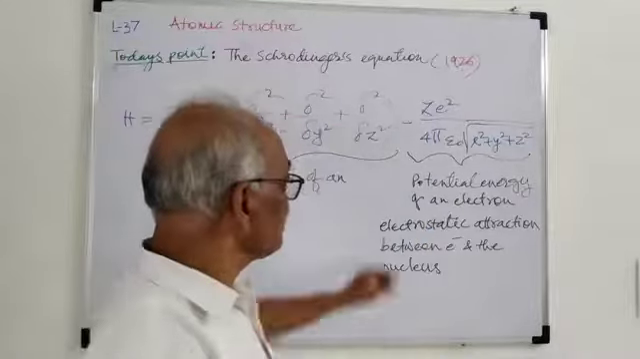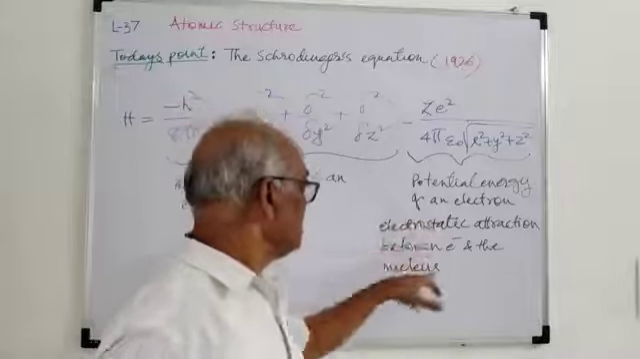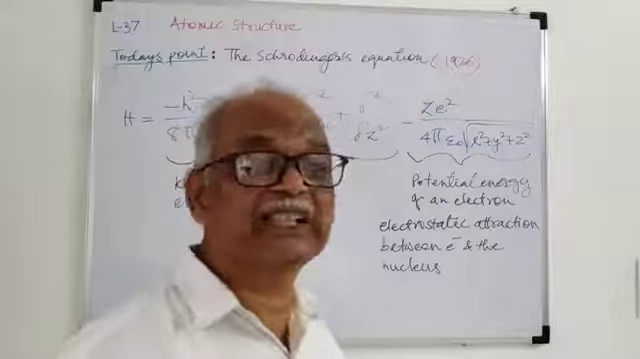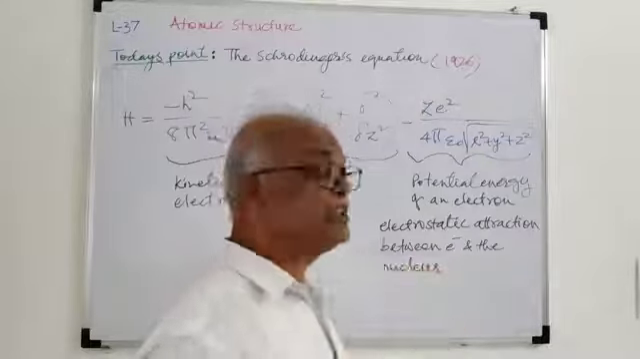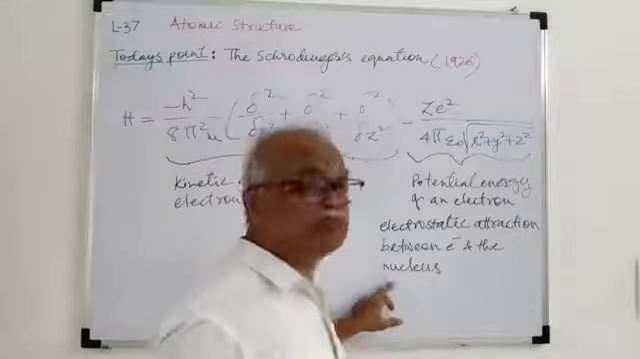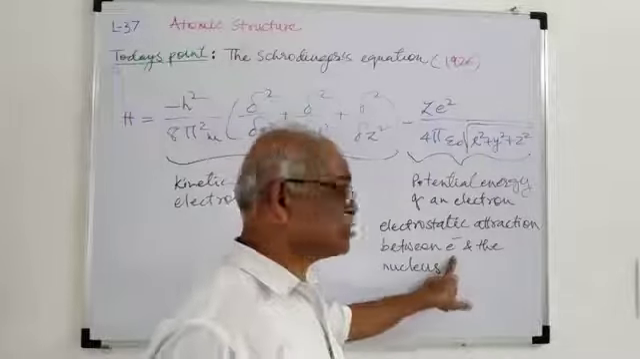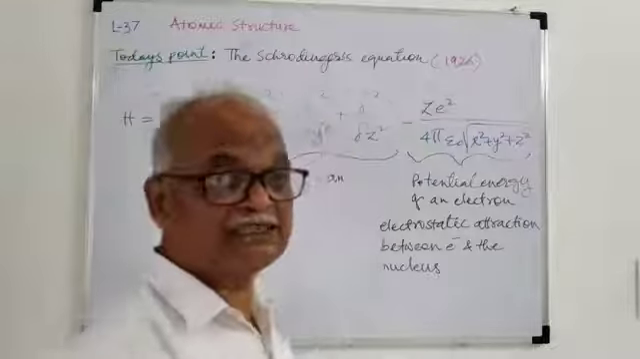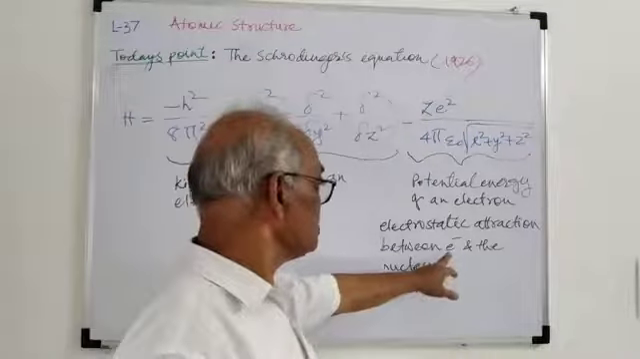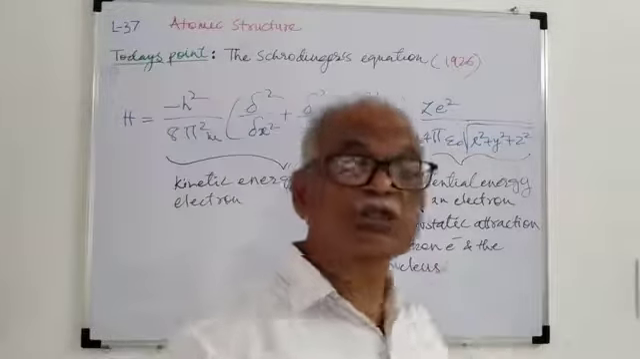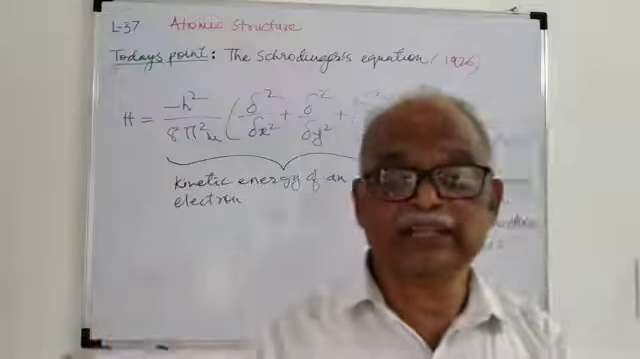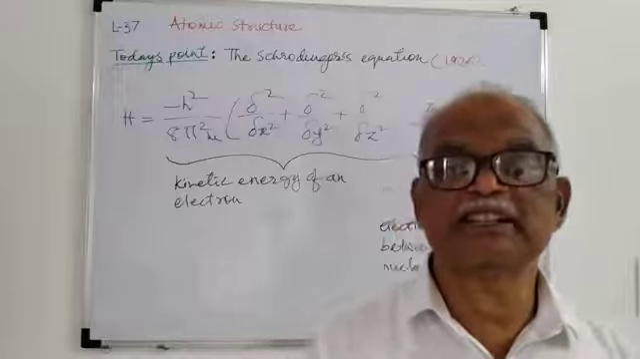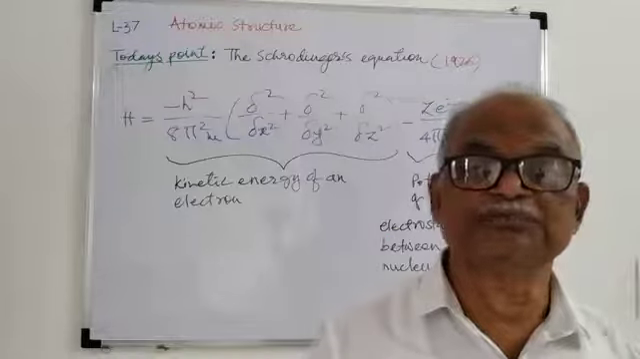So the potential energy of an electron is the result of electrostatic attraction between the electron and the nucleus. The nucleus is a positively charged species. The electron is a negatively charged species. So the nucleus exerts an electrostatic force of attraction on the electron. The nearer the electron is to the nucleus, the stronger the electrostatic force of attraction exerted by the nucleus will be.